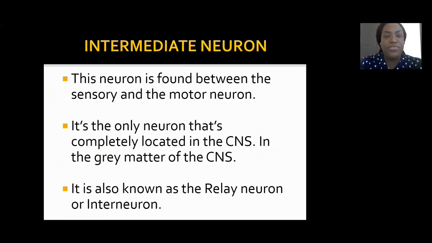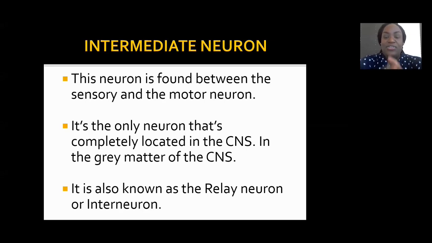The third type of neuron is called the intermediate neuron. Now remember, this neuron has three names. You can call it the interneuron as well as the relay neuron. Now this neuron is found in between the sensory neuron and the motor neuron. Hence intermediate, hence interneuron, hence relay. So it is the go-between, the sensory and the motor neuron. It is the middle guy.